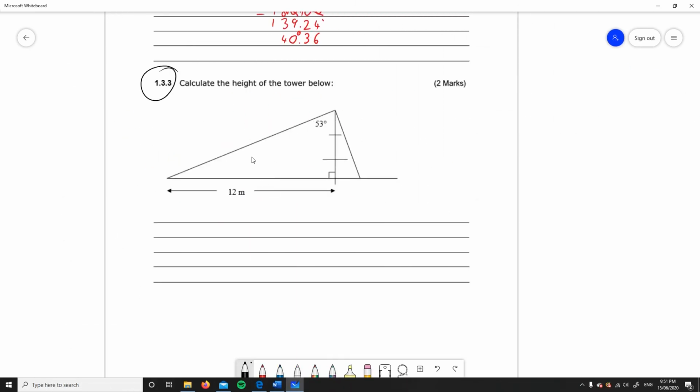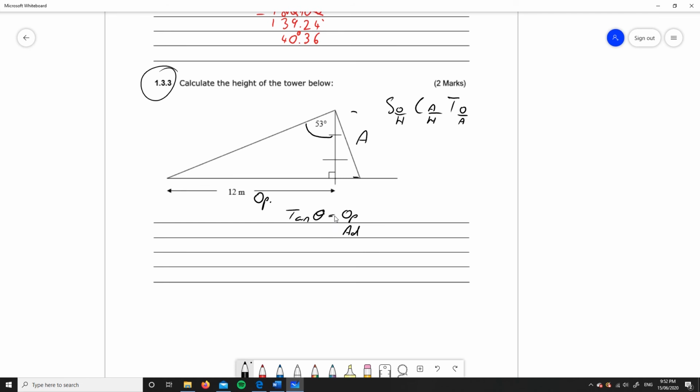Moving on to geometry question number 3. So if this is my angle up here, 12 is going to be my opposite. The height of the tower, which I'm trying to calculate, is going to be my adjacent. So if I remember SOHCAHTOA, I have opposite and adjacent. So essentially what I'm looking at is tan theta equals opposite over adjacent.